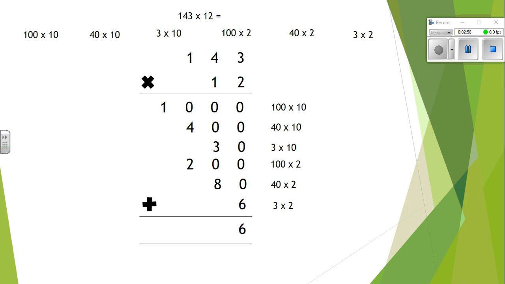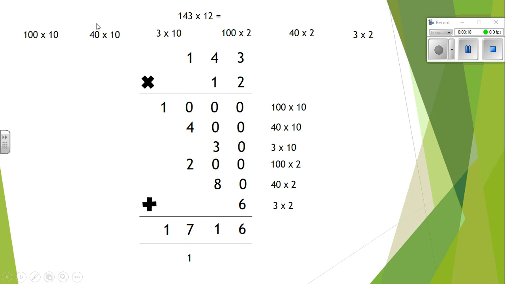So 6. We've got 8 and 3 is 11, or 80 and 30 is 110, so 10 in the tens column and 1 in the hundreds. Then 400 and 200, we know 600, add the bottom one, 700, and then 1 in 1,000. So we get exactly the same answer, 1,716.